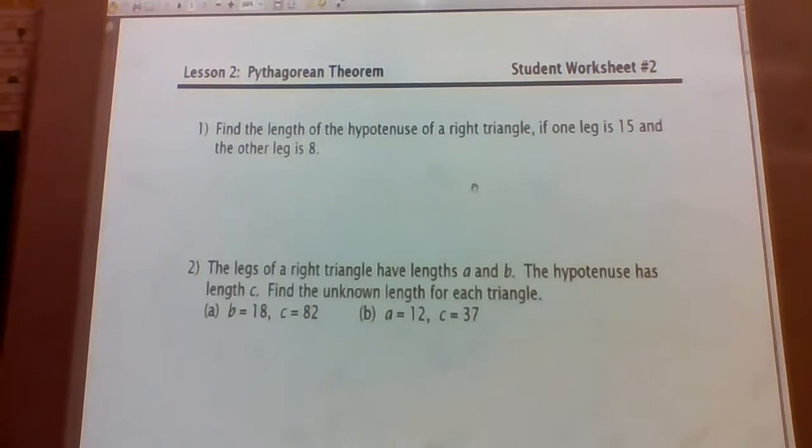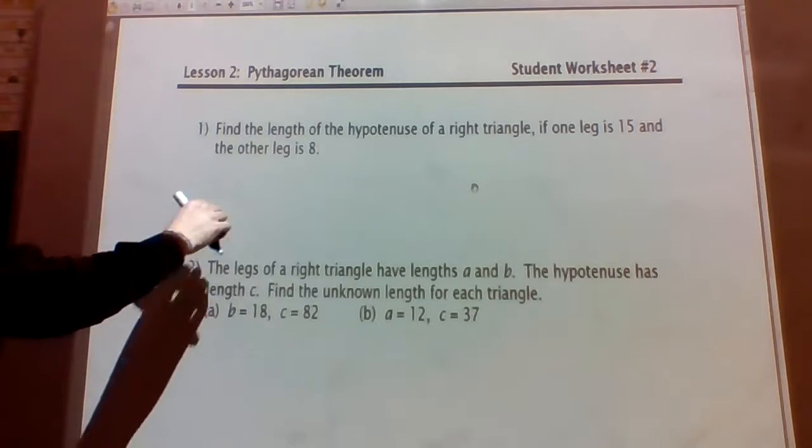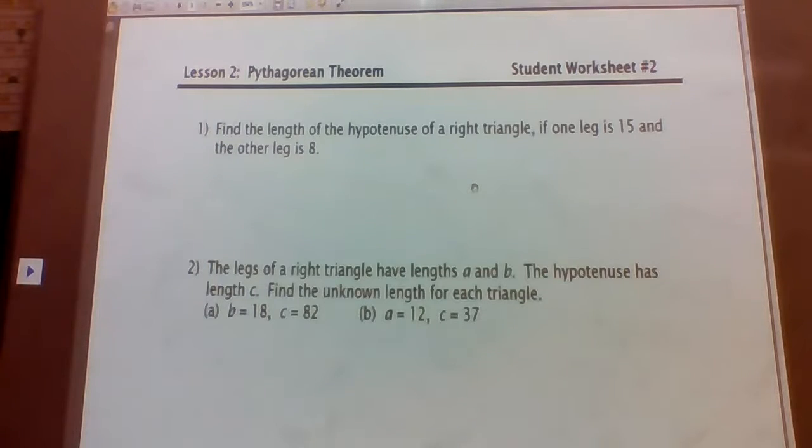This is the Pythagorean Theorem Worksheet we did in class on Thursday, February 21st. Pythagorean Theorem should be a review for most of you, but for some of you it might not be. So I just want to make sure I go through all these problems to make sure everyone knows what they're doing. Okay, so Pythagorean Theorem is a squared plus b squared equals c squared. It applies only for right triangles.